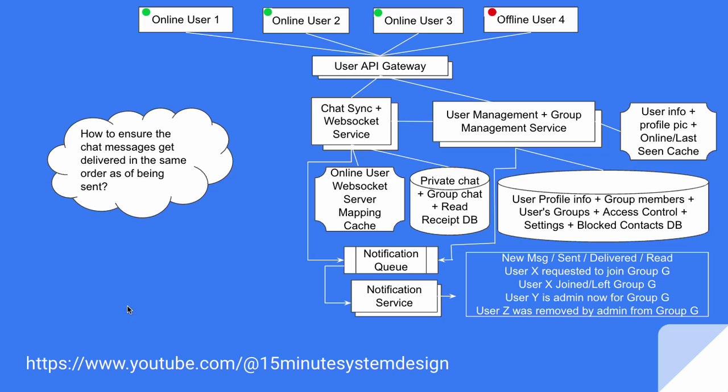Okay. Now there is one challenge. We may need to ensure all messages are delivered in the same order as they were sent. How can we do this? We can do this by attaching a previous message ID with the new message ID. This way, even if some of the intermediate messages were missed while delivering, the client can quickly check whether the previous ID received from the server matches the local device's previous message ID.